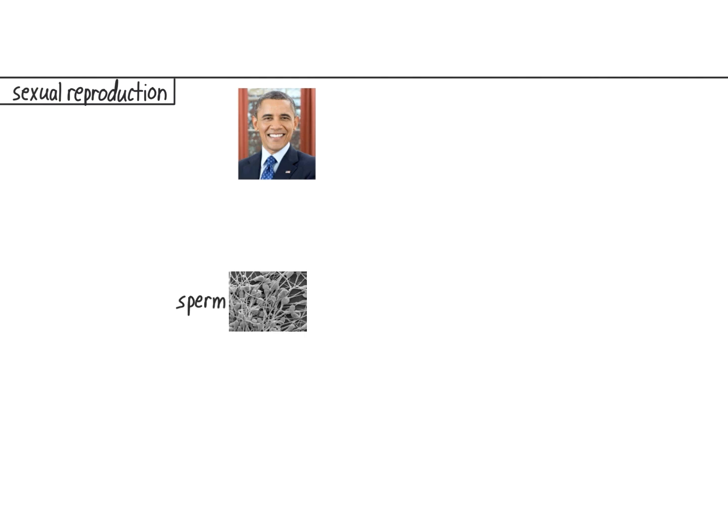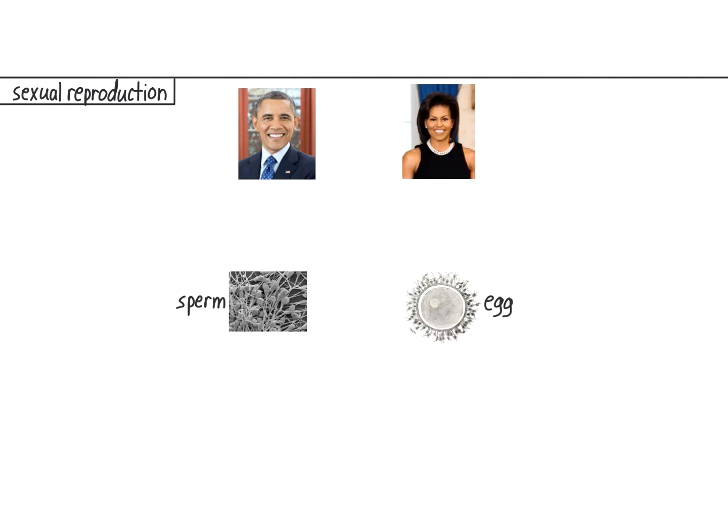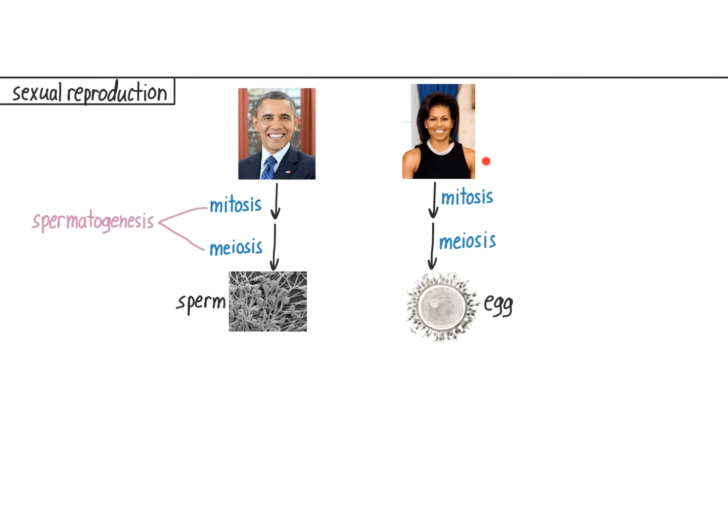First, let's review the basics of sexual reproduction. During sexual reproduction, a male creates sperm and a female creates an egg. This is accomplished through a combination of mitosis and meiosis. In males, this process is called spermatogenesis, and in females, it's called oogenesis.